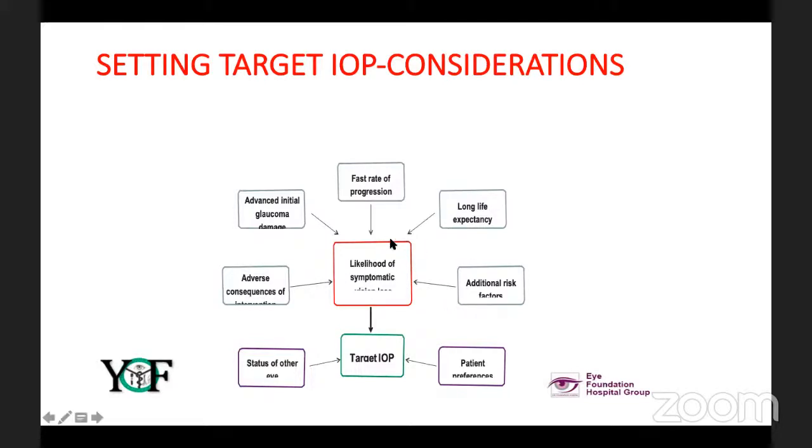So this also shows the factors as they affect the setting of target intraocular pressure: the additional risk, the patient's preference, the long life expectancy, and fast rate of progression will set the target at a lower pressure. Advanced initial glaucoma damage at presentation will make the target pressure to be at a lower level, and so will adverse consequences of treatment and the status of the other eye.